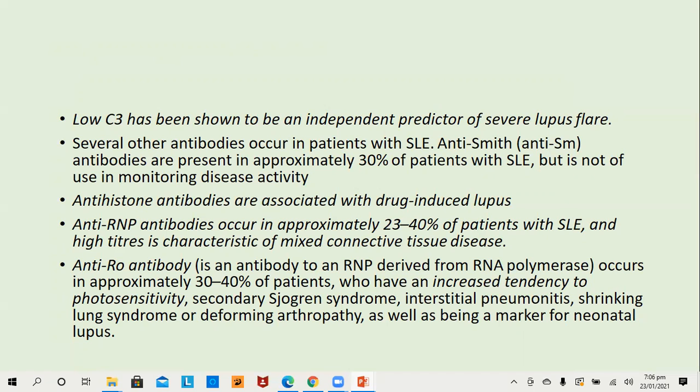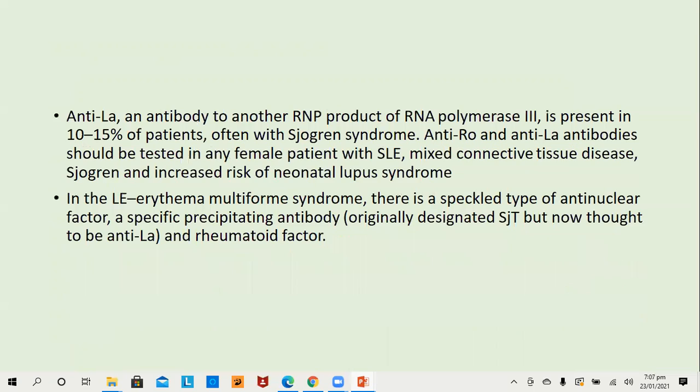The anti-Ro antibody is an antibody to an RNP derived from RNA polymerase. This anti-Ro is seen in approximately 30 to 40% of patients, who have an increased tendency to photosensitivity, secondary Sjogren's syndrome, interstitial pneumonia, shrinking lung syndrome and deforming arthropathy. So anti-Ro antibody has lots of prognostic significance in patients of SLE.